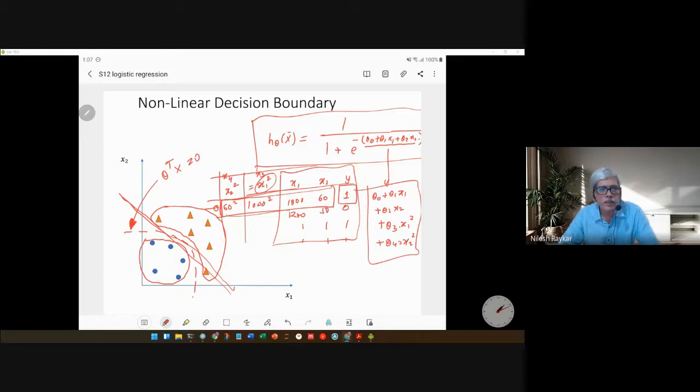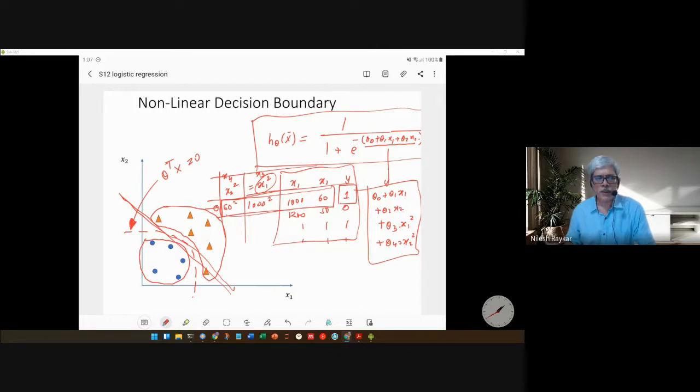Now you will be able to get the decision boundary which is non-linear. Of course, at the cost of adding computational requirements. By adding more features, you obviously increase the computational requirements. But if you use some other function, then again it will have similar computational requirements.